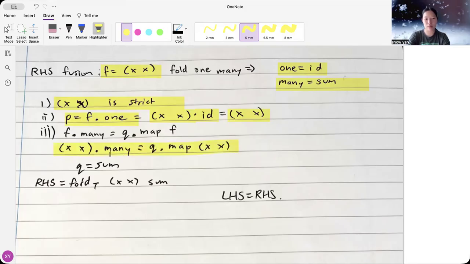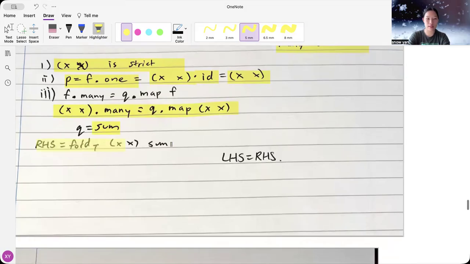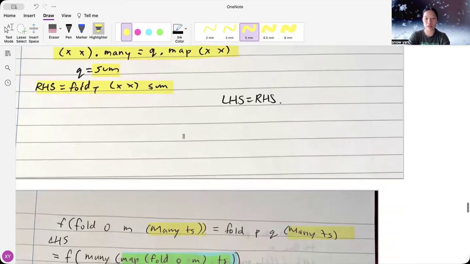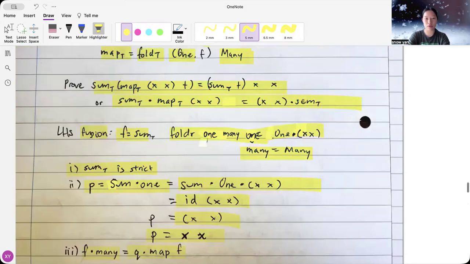Again, we see the same situation, right? If we have many and then we're timesing x, we just get the whole thing. Whereas the other one, if we have the map, we already times it together, so we're just trying to find the sum. So hence we get the same equation from the fusion. So the left-hand side equals the right-hand side, and we're done with our proof.